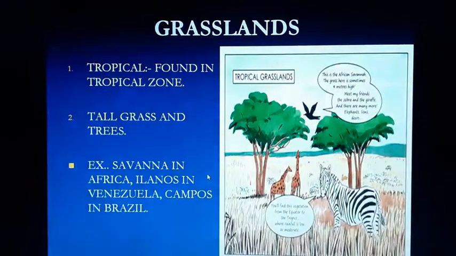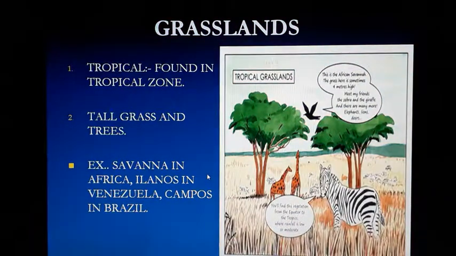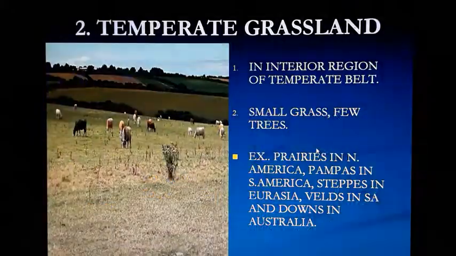We are coming to the next part, the grasslands. Tropical grasslands are found in the tropical zone. Tall grass and trees are found here. Some places are Savanna in Africa, Llanos in Venezuela, and Campos in Brazil. These are some grasslands out there.